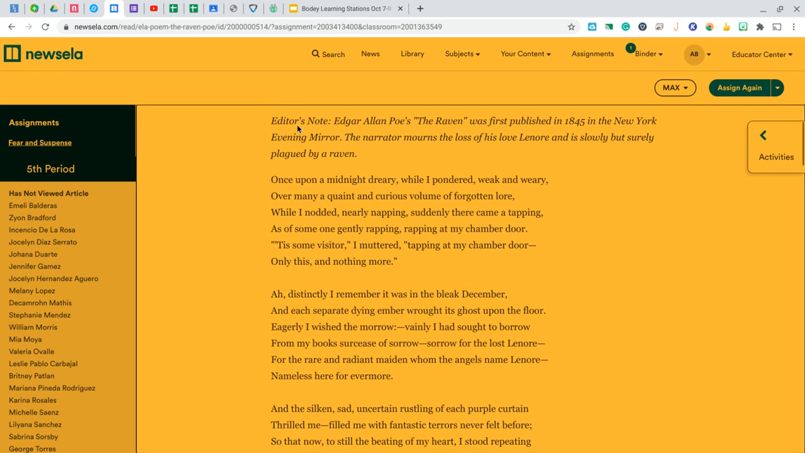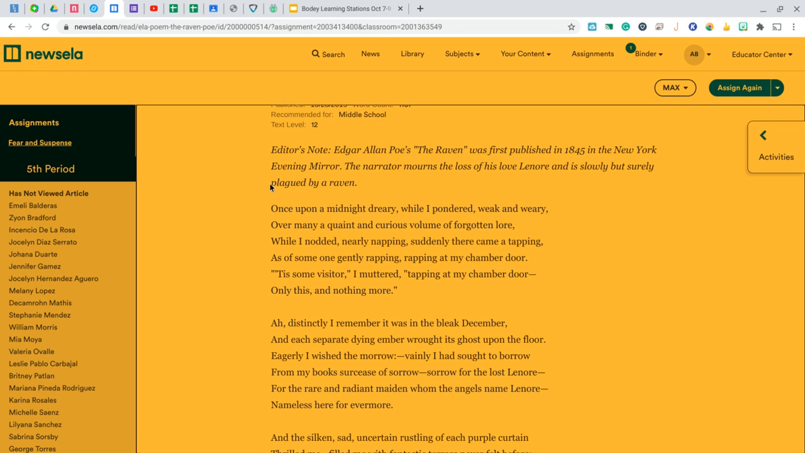So right here at the beginning, I might highlight the word plagued, because even though I know that word from a plague like the Black Plague or the bubonic plague, we may never have seen it used in this way. So the word plague, we're going to look here, and it says the narrator mourns the loss of his love, Lenore, and is slowly but surely plagued by a raven.